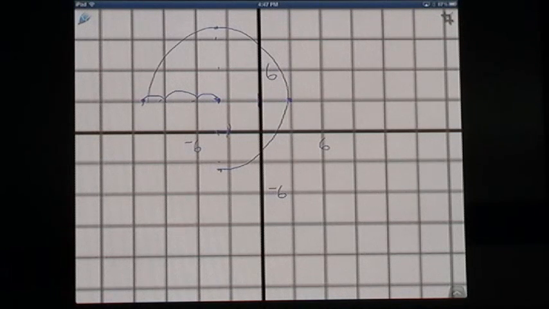And you should be able to use your compass. I can't really use it on the iPad. They don't have an iPad compass yet. That's not too bad, actually.